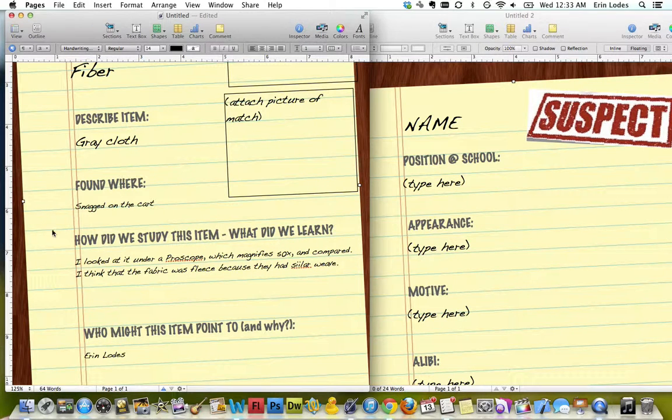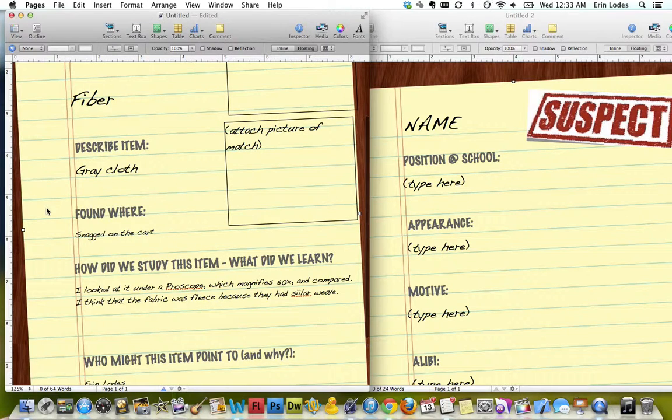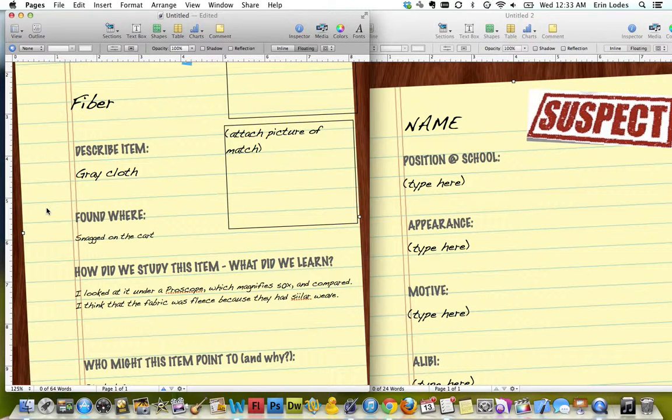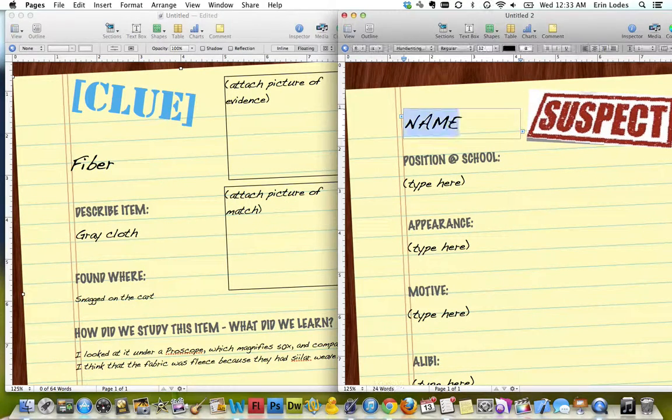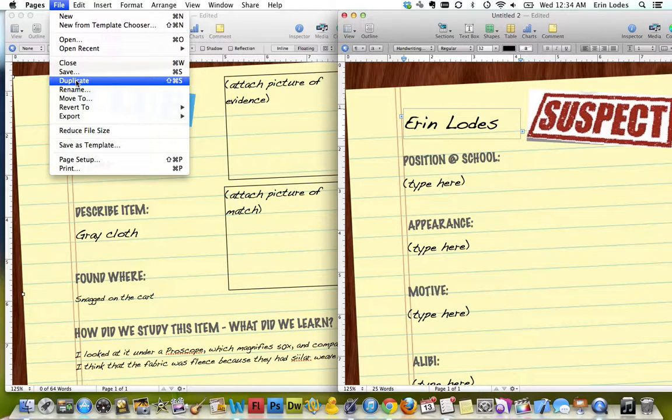Okay, so you're going to have a page like this. You should have about 6 pages like this: 2 for footprints, 1 for fabric, 1 for hair, 1 for powder, and 1 for phone number. Those are the 6 clue pages that I really need to see. You might find other clues as well. And then the suspect pages, obviously there's 5 suspects, so you need 5 pages. Their names should be on them already. If they aren't, or if you're missing one, you can go up to your menu bar and duplicate any of these pages as needed. Okay?